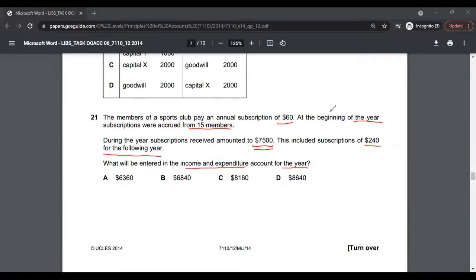Right, so at the beginning, the subscriptions that you were due to receive was 60 times 15. And 60 times 15 is $900. You received 7,500 during the year, out of which 240 is prepaid.